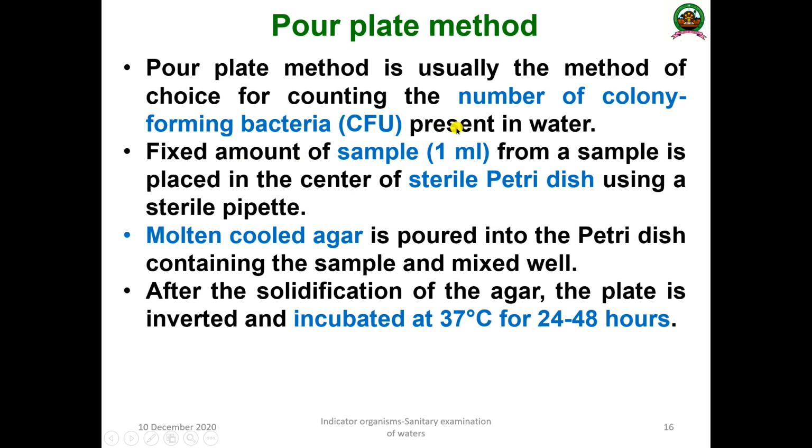Then a fixed amount of sample, say 1 ml of the water sample, is placed in the center of a sterile dish, known as a Petri dish, using a sterile pipette. Petri was the scientist who first identified it. First you take a sterile Petri dish, add 1 ml of water, then pour the medium, nutrient agar or MacConkey agar or EMB agar, and mix it thoroughly. Then keep it in the incubator, and next day you will get growth. You count the colonies. That's all.